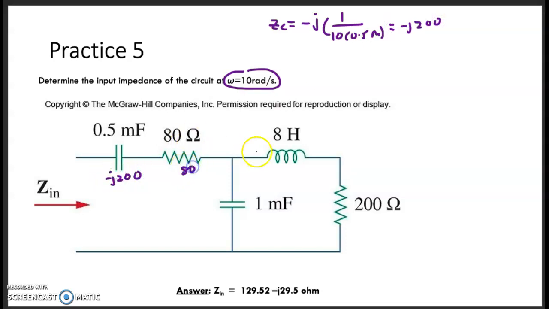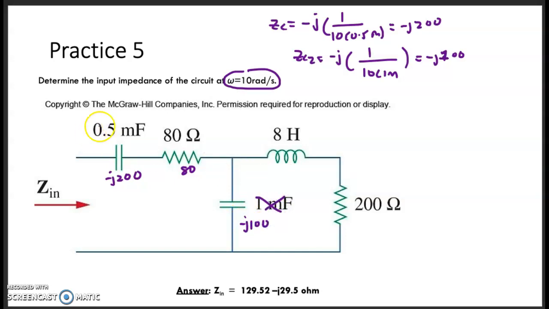80 will remain 80. And then you have another one, ZC2 is minus j 1 over 10 times 1 milli. You can get minus J100. So you just write here minus J100. You will not use this value anymore. Now all in complex numbers. And finally, you have the inductor, which is j omega L. So this one becomes J80. This one remains 200. This one remains 80.